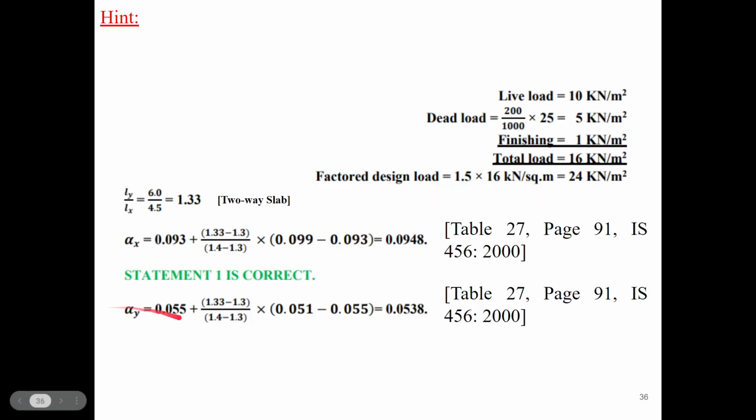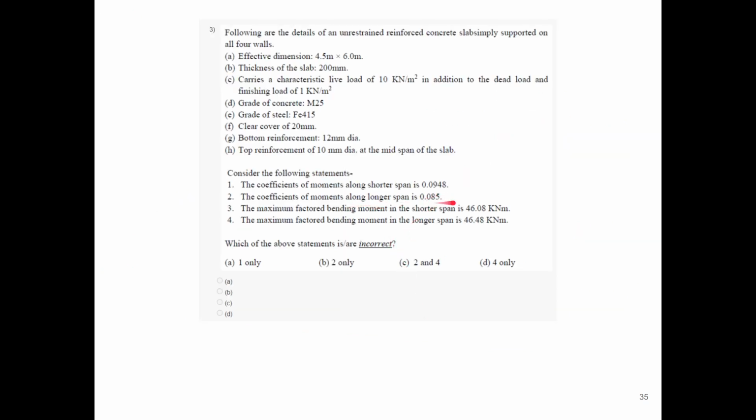Okay. Second, alpha y value is 0.0538. So this is wrong. Okay, so 2 will be incorrect. So 2 will be an option. So it will be either B or C. Then D will not be an option. A and D will not be an option either. It will be between B and C.